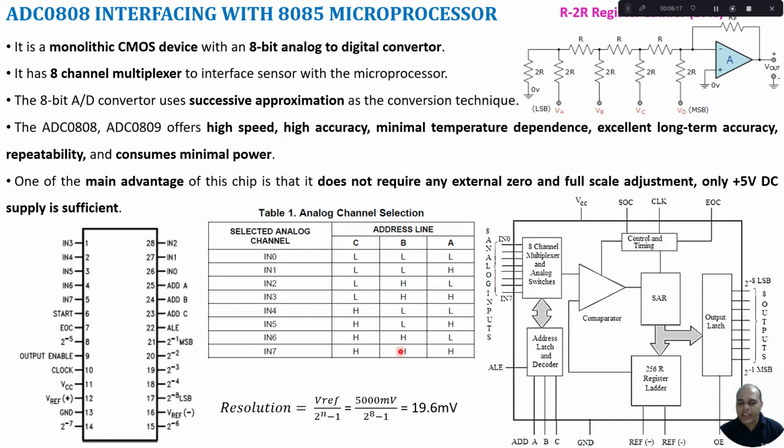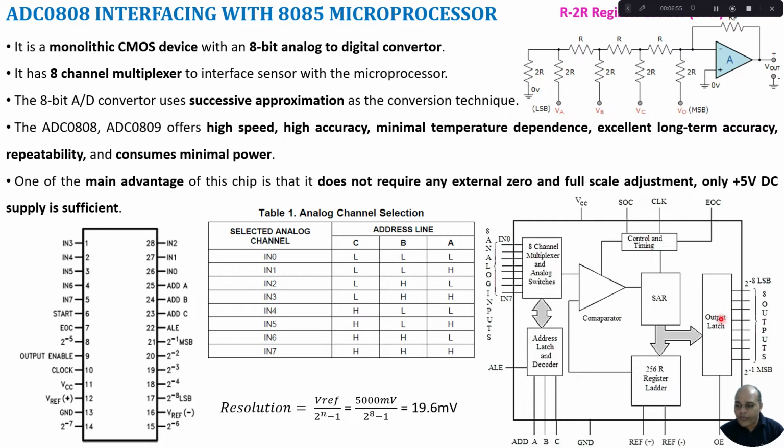So if I put high, high, high, then IN7 will be selected. So a particular input can be selected and that voltage can go to the comparator input. And this voltage is compared with the R2R ladder type voltage generated, and if the input voltage and the voltage generated by the R2R ladder type match, then the corresponding bit is the digital pattern for that analog voltage. Then that bit pattern comes as an output through this output latch.